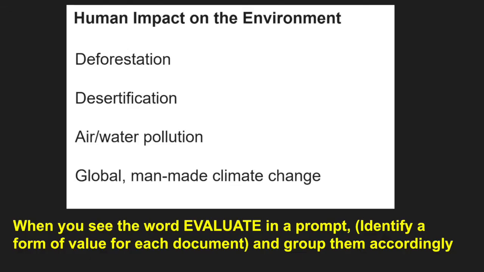What to take away from all of this? Human impact on the environment, the biggest: deforestation, desertification, air and water pollution, global man-made climate change. Although we're starting to have a positive impact in region-specific areas, the threat of climate change continues to threaten the future of living organisms on planet Earth. And when you see the word evaluate in a prompt, identify a form of value for each document and then group them accordingly. And that's what I did.